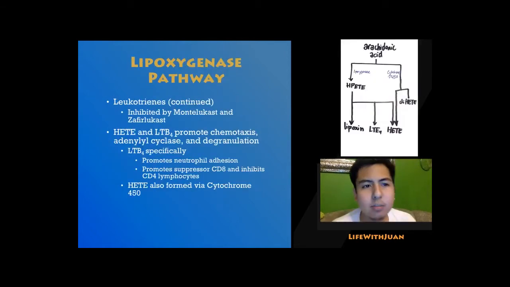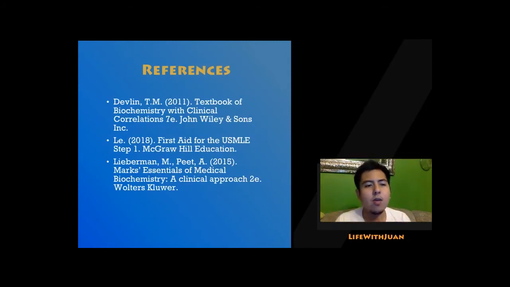Okay, that's the last part of this video. Essentially, we talked about arachidonic acid, how it's formed. We talked a little bit about formation of malonyl-CoA. We talked about linoleic acid and getting it into your body from your diet. We talked about the cyclooxygenase pathway and the lipoxygenase pathway. And that was my video.